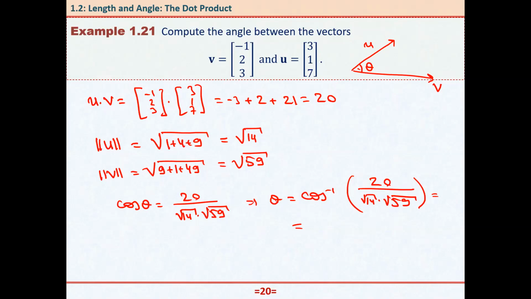But actually we need to change this into radian. So 0.801 radian. But actually, you better write this in degrees, right? Just change this to degrees, so we will have 45.9. So it is about 46 degrees. Okay, that is how we find the angle between two vectors.